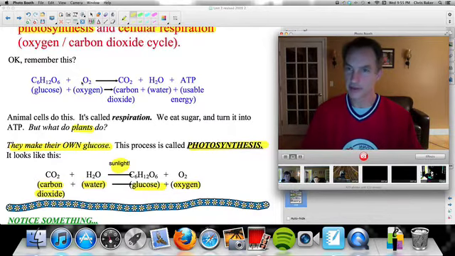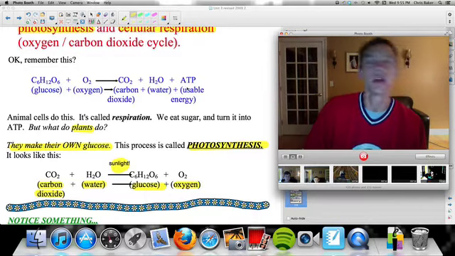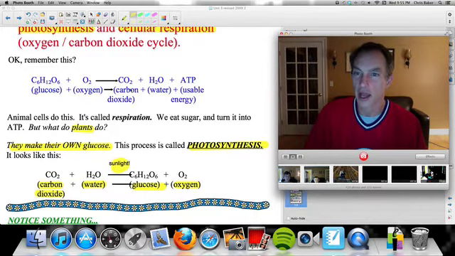Interestingly enough, I noticed something else up here for cell respiration. Sure, we use glucose and oxygen, and we make carbon dioxide and water and usable energy. Carbon dioxide and water.